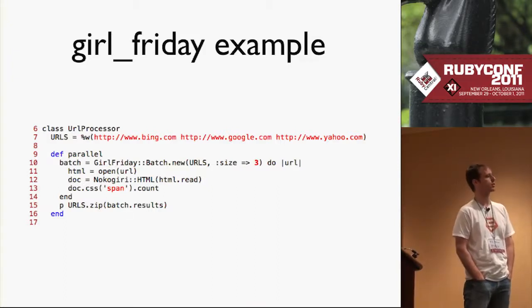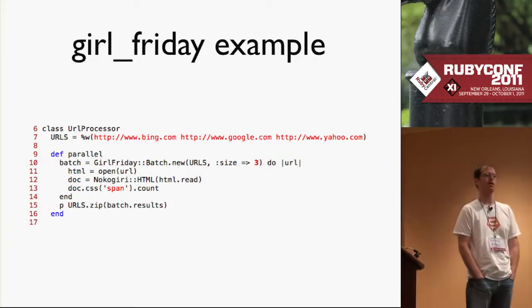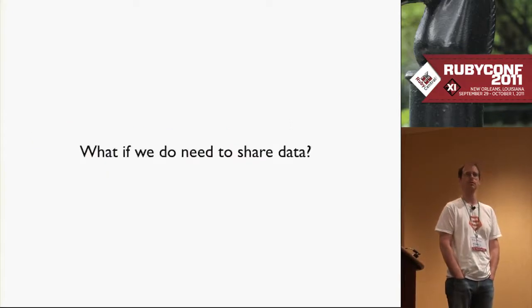And then what it returns, in this case, the count of the spans in the document, that will be the result for that entry. And so when we call batch.results, that actually blocks waiting for the workers to complete, waiting for the queue to be emptied.